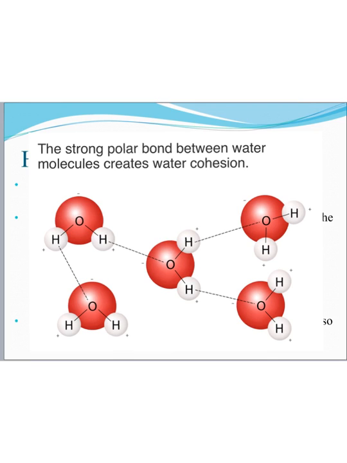Another reason is, whenever you fill a cup all the way to the top with water, it tends to go slightly above where the edge of the cup is. That's water hanging on to itself really, really well due to hydrogen bonding.